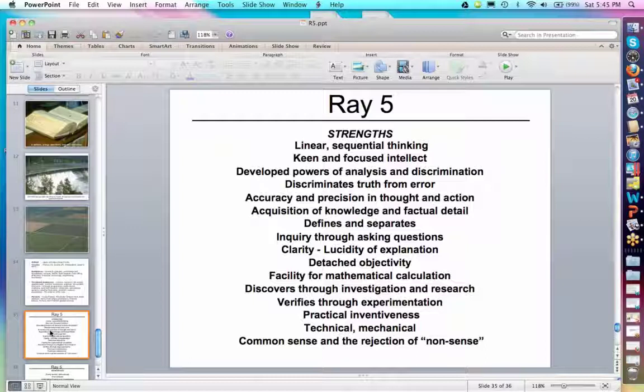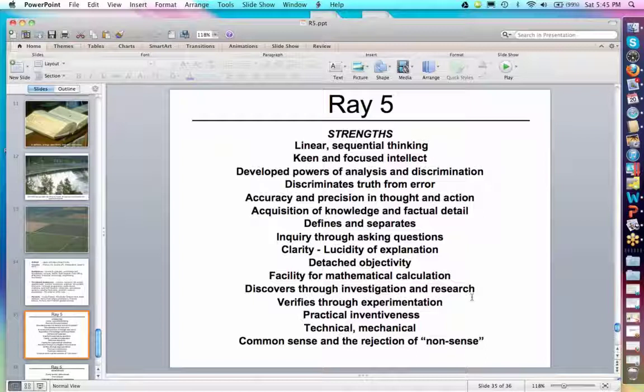To discover through investigation and research. An interesting thing, some people do a lot of research before they go to another city to find out what there is to do there. Right now, online, you can do a tremendous amount of research. Is that something you do?